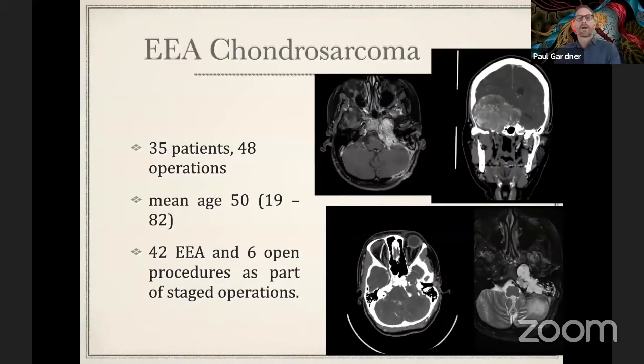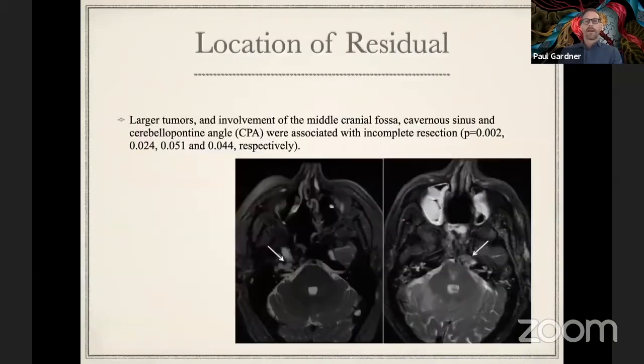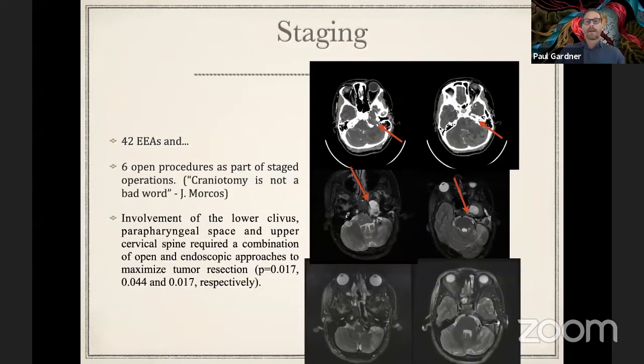Chondrosarcomas, of course, require every possible approach. And you see even in our series, a fair number of these require a craniotomy. Here we see the outcomes of that for petroclival. Now, where do we have residual with endoscopic endonasal approaches? Where larger tumors can be more challenging, but especially involvement of the middle cranial fossa, the lateral aspect of the cavernous sinus, and the CP angle, all of these sort of make sense and are clearly complementary to an extended middle fossa approach. Many of these, as I mentioned, require staging with a secondary or a primary craniotomy.